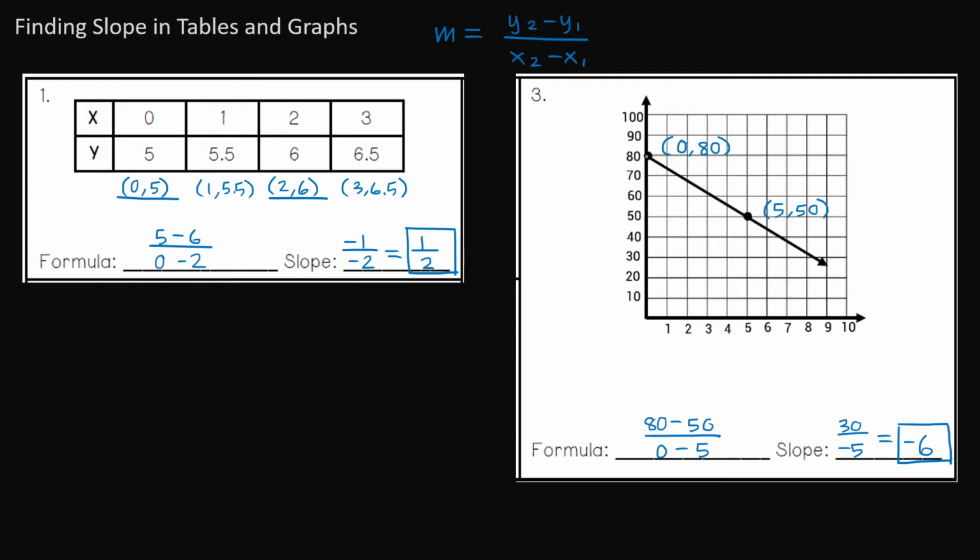So as y decreases by 6 on the graph, x increases by 1. Down 6, right 1, down 6, right 1 on this graph. For additional practice with problems like this, try out problems 2, 10, and 11.